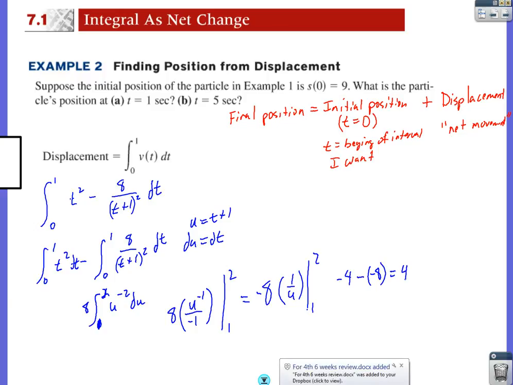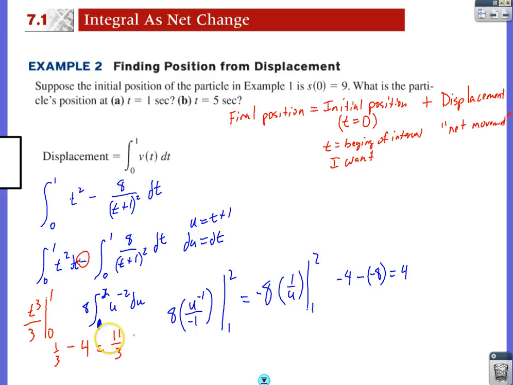And then I need to do the same type of deal for the other one. When I do the other one, this one's easier. This is just t cubed over 3 from 0 to 1. And then I go ahead and plug that in, and it'd be 1/3. So this total over here is 1/3 minus, don't forget the minus that's there, which is 4. 1/3 minus 4 is equal to a negative 11/3. And there's my answer.